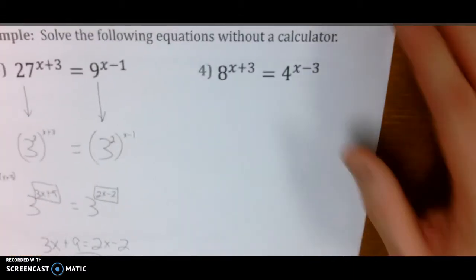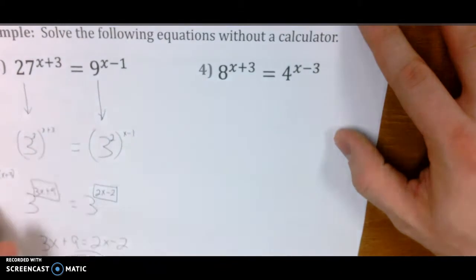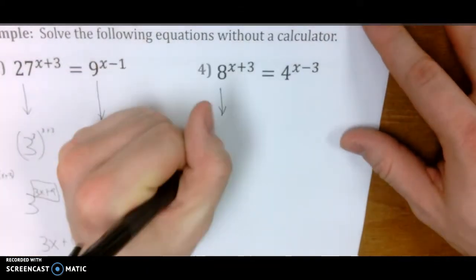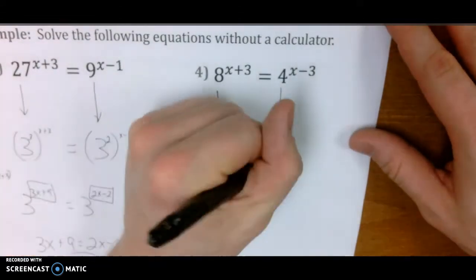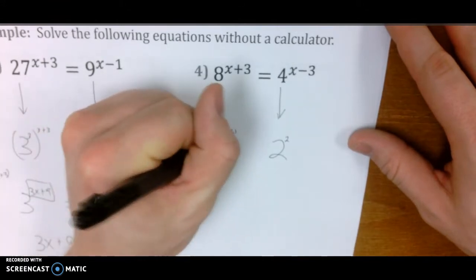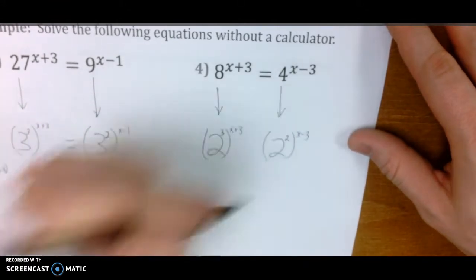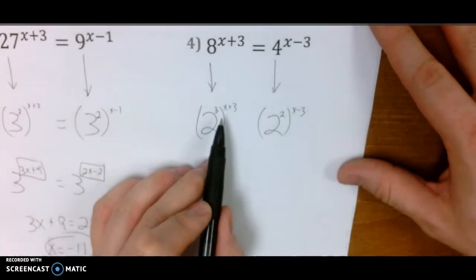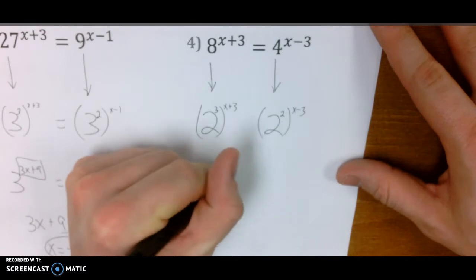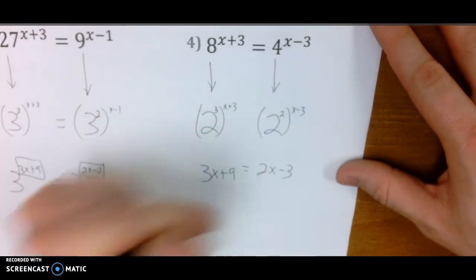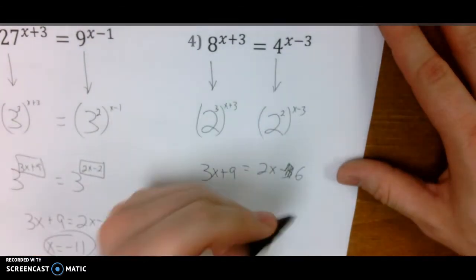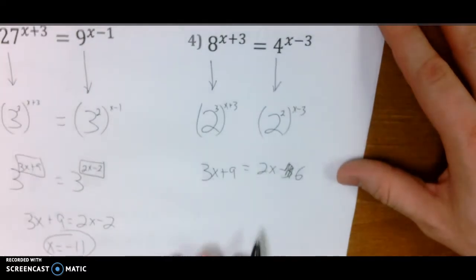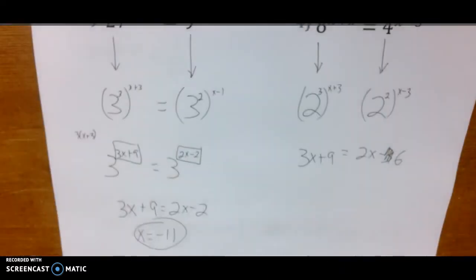Onward we go. Right here I have an 8 and I have a 4. I'm noticing those are both outcomes of, say, 2. 8 is 2 to the third power. 4 is 2 squared. And just like before, we'd have the exponents that were already there that we're going to put on the outside of parentheses. So I'll distribute the 3 on here. So 3x plus 9 equals 2x minus 3. Whoa! 2x minus 6. Come on, Mr. D, what are you doing? So 3x plus 9 equals 2x minus 6. We could solve that very similarly to how we just solved this one here. Onward we go.